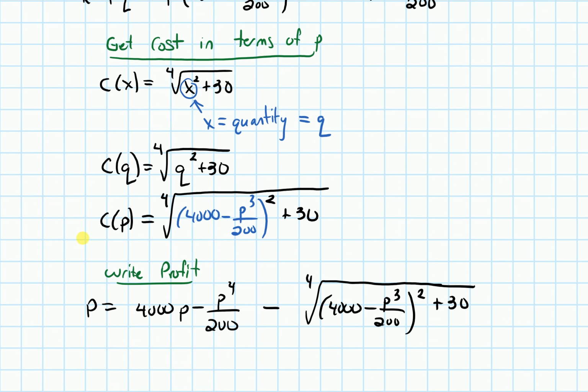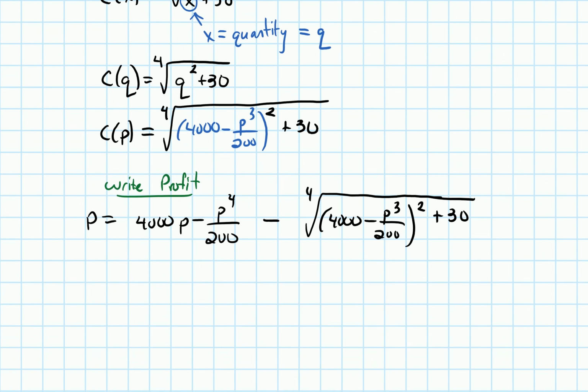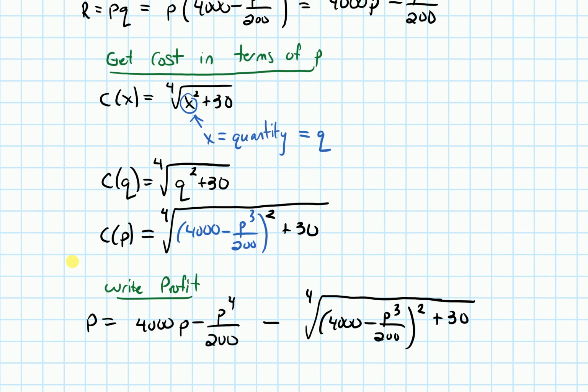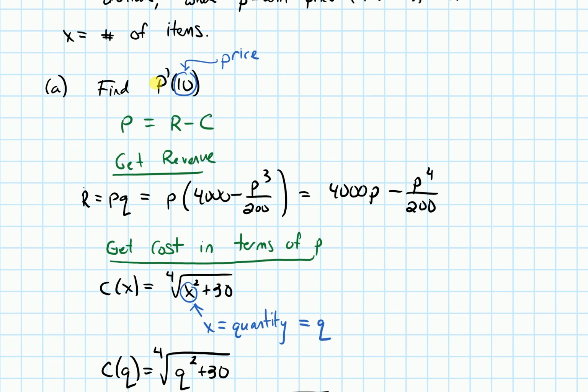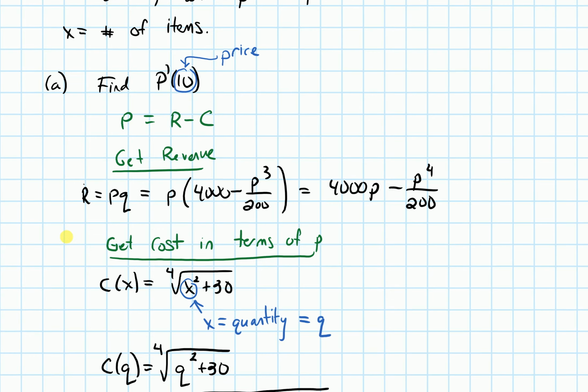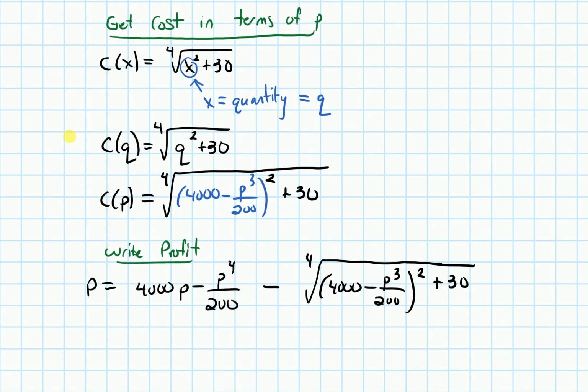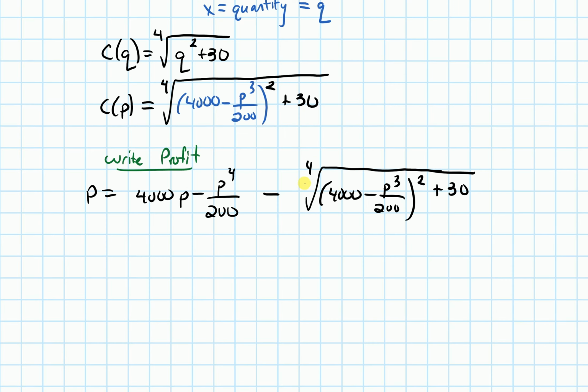All right, so we have this profit function. Now we need to take the derivative, because remember, the problem was asking us to find the derivative and then plug 10 into that derivative. One simplification I'm going to make: if I have to take the derivative of a big old fourth root, it's helpful to think of the fourth root as a power. A fourth root is a 1/4 power. So I'm going to rewrite that fourth root as a 1/4 power because it makes it easier to take the derivative of. All right, so now let's begin to take the derivative.